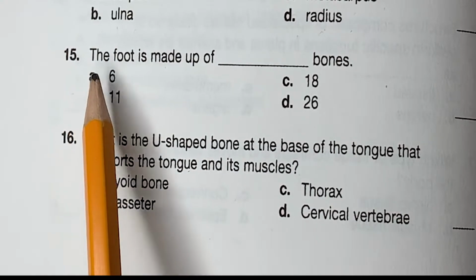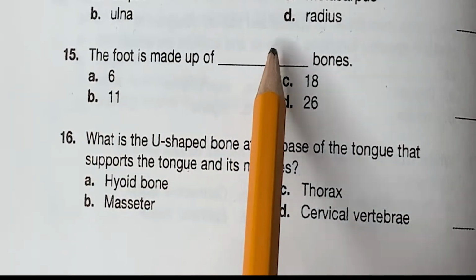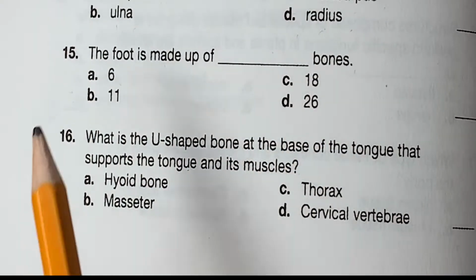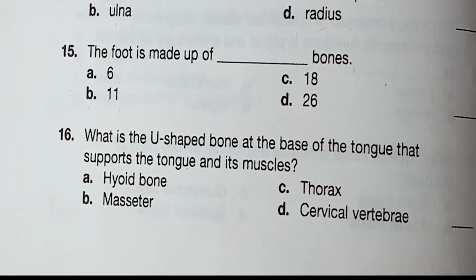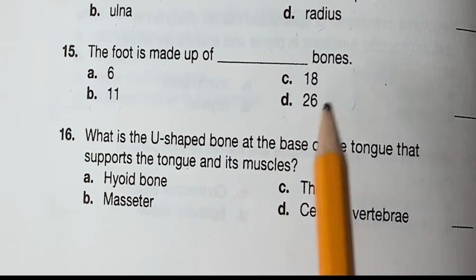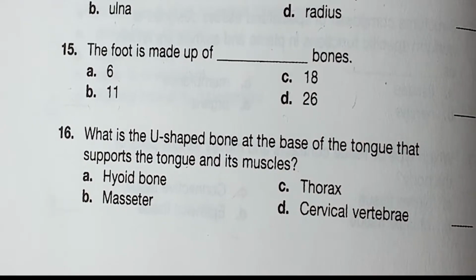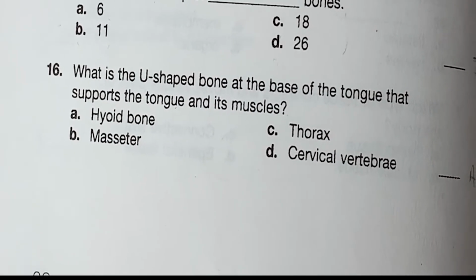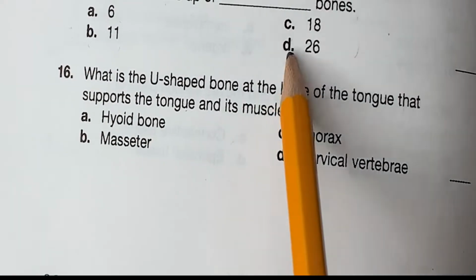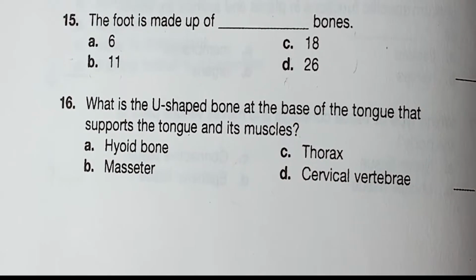Number 15. The foot is made up of blank bones. Is it A, 6, B, 11, C, 18, or D, 26? And your correct answer is D, 26.